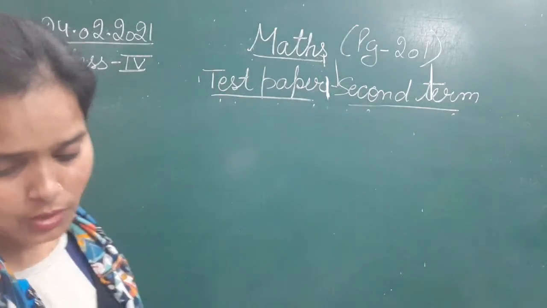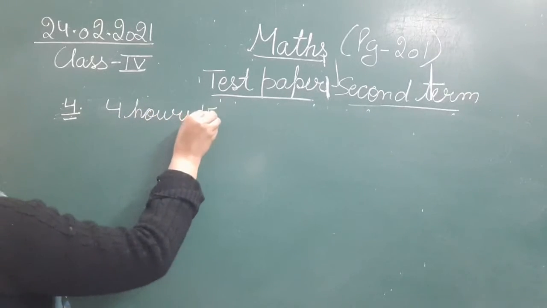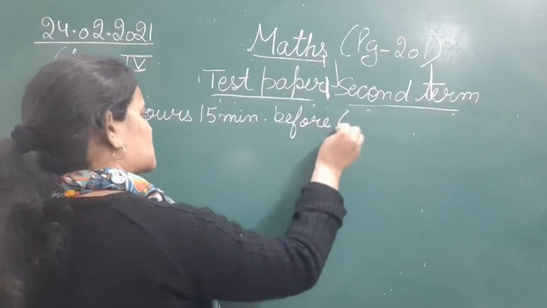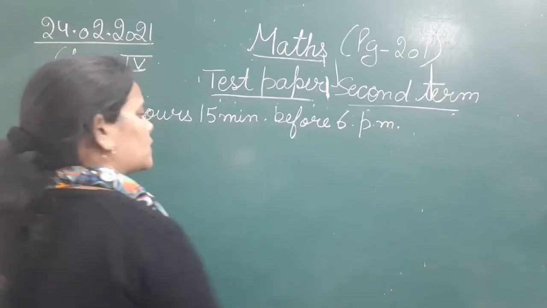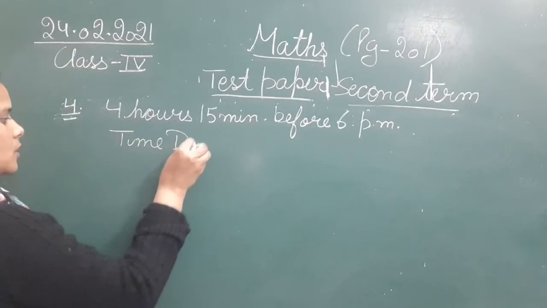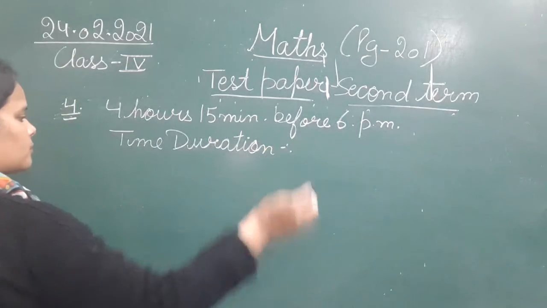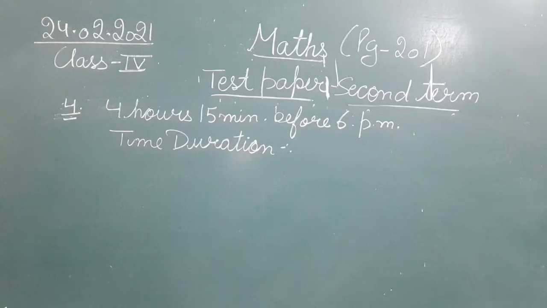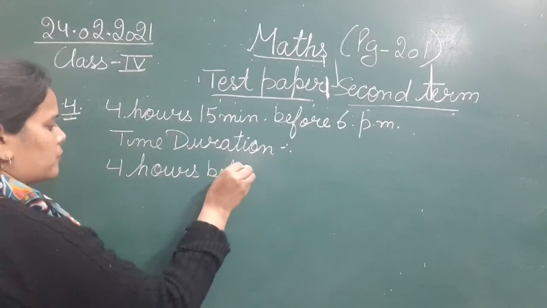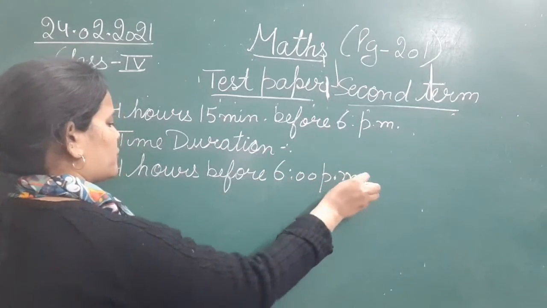Okay, so we need to calculate the time, that is 4 hours 15 minutes before 6 p.m. Okay, so we will calculate the time duration. So first, 4 hours before 6 p.m.